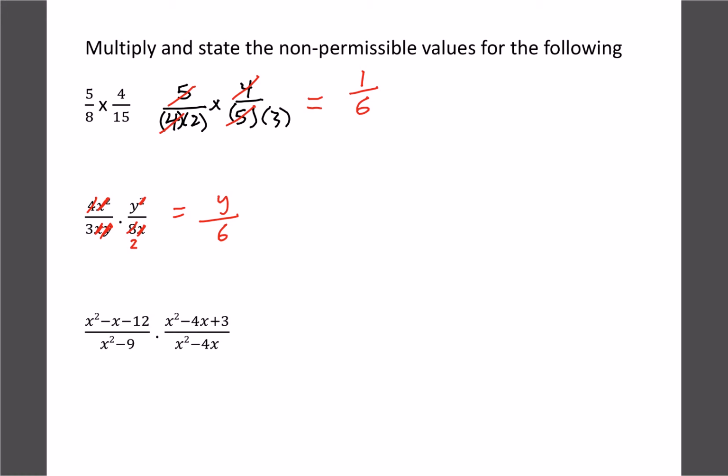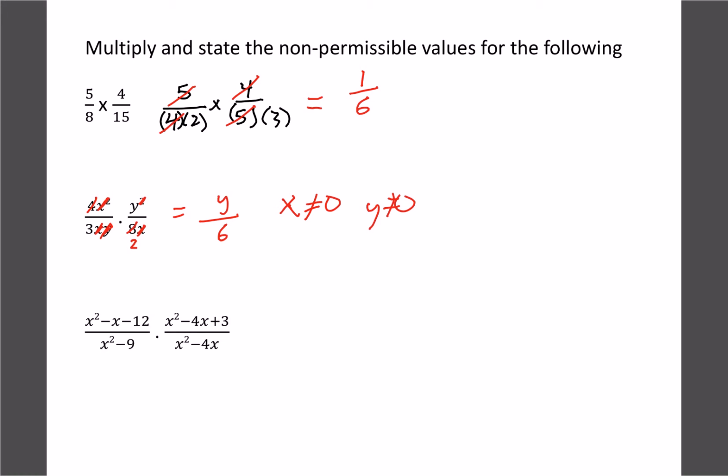And our non-permissibles in this case, because we have variables, we've got to do all of the bottoms. So we've got x and y on the bottom. So x can't be 0, y can't be 0 for both. So those are pretty basic ones. What most of the questions you're going to get, though, will involve factoring.